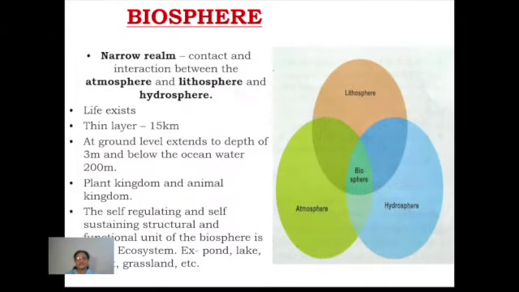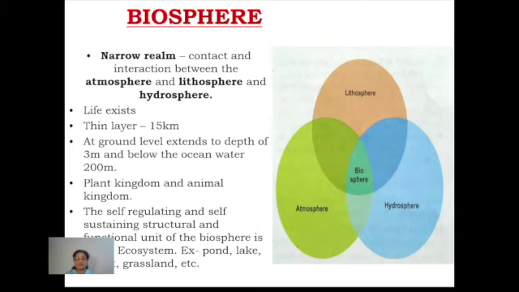Clear? Now, what is actually biosphere? Biosphere, if you can see here, children, it is a narrow realm of contact and interaction between the three different spheres, that is atmosphere, lithosphere and hydrosphere, right? But one thing you should keep in mind, in this, the life exists. It is having a width of maximum 15 kilometers. And at ground level, it extends to a depth of 3 meters. Over the earth's surface, it is till 3 meters in depth.